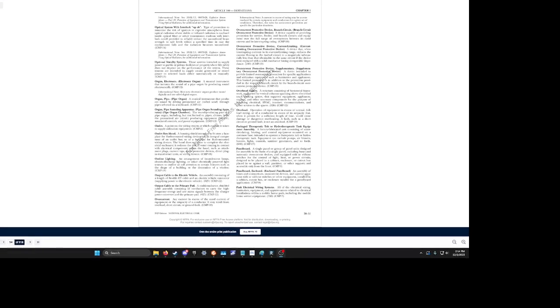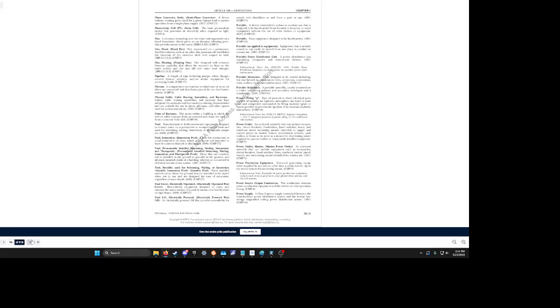Panel board: a single panel or group of panel units designed for assembly in the form of a single panel, including buses with automatic overcurrent devices and equipped with or without switches for the control of light, heat, or power circuits. I think most of us know what a panel board is. Let me flip my page here.